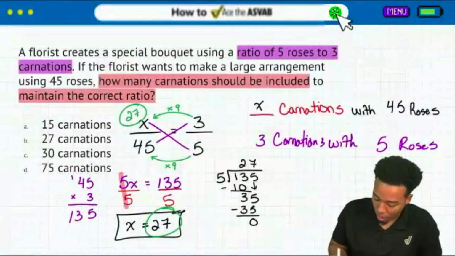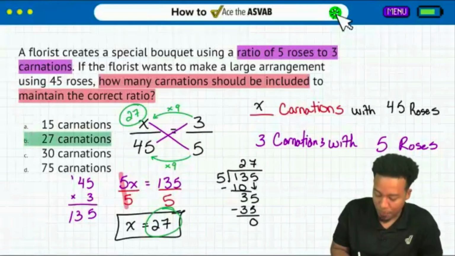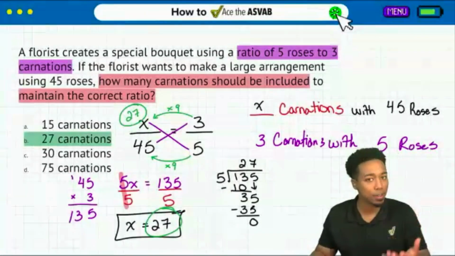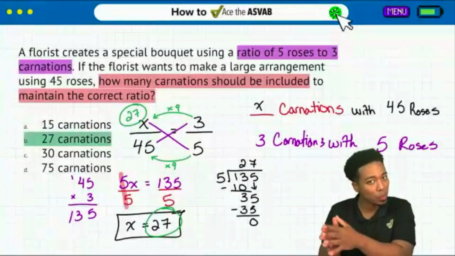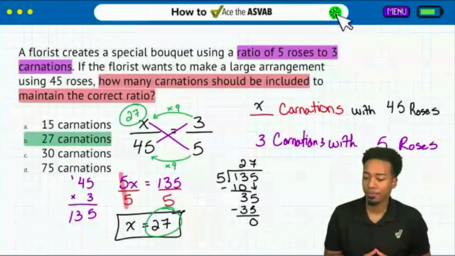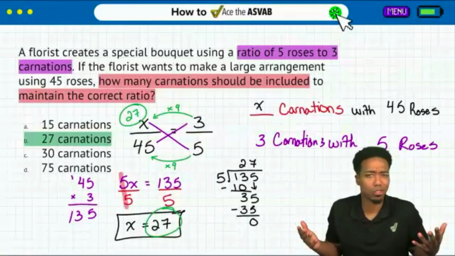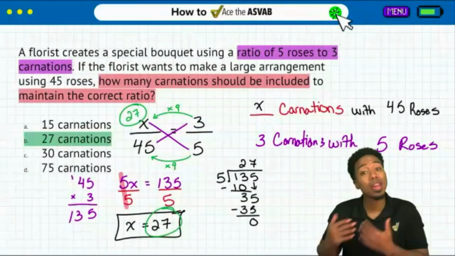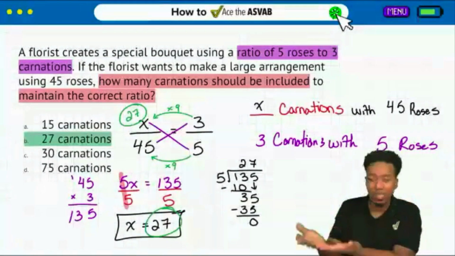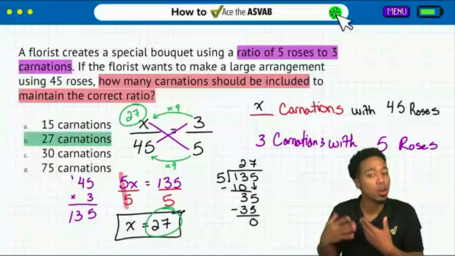The final correct answer here will be 27 carnations. For those of us that may have gotten a different answer, do we understand why we got that different answer? That's the biggest thing. Again, even if we make a mistake, we can't control that all the time, but we can control how we approach the mistake itself. How do we learn from it? How do we grow from it?